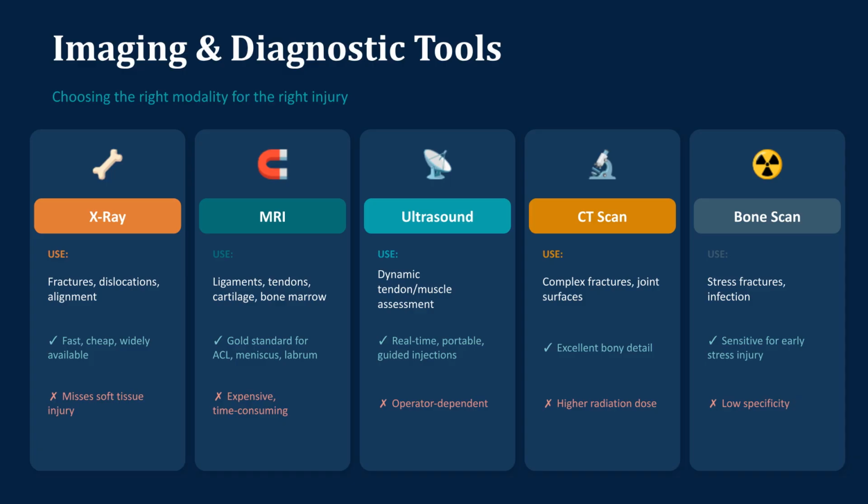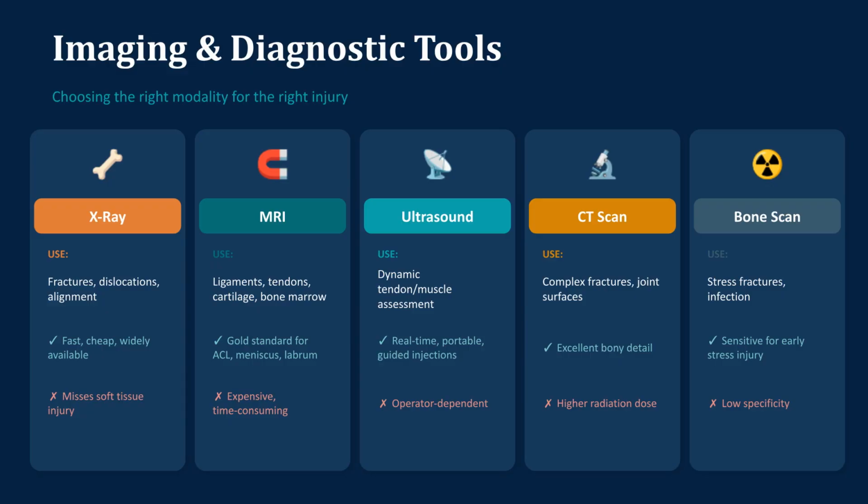Imaging confirms what you suspect from history and exam. It doesn't replace it. X-ray is fast, cheap, and widely available. Use it for fractures, dislocations, and alignment, but it misses soft tissue injury completely. MRI is the gold standard for ligaments, tendons, cartilage, and bone marrow. Think ACL, meniscus, labrum, but it's expensive and time-consuming.